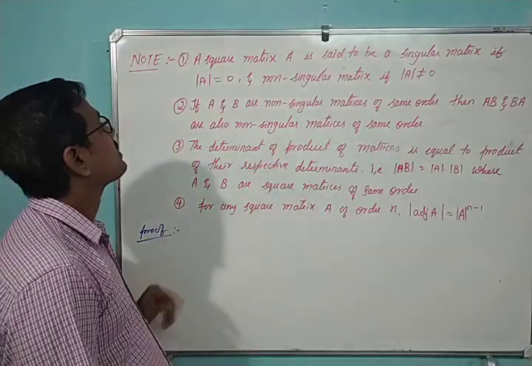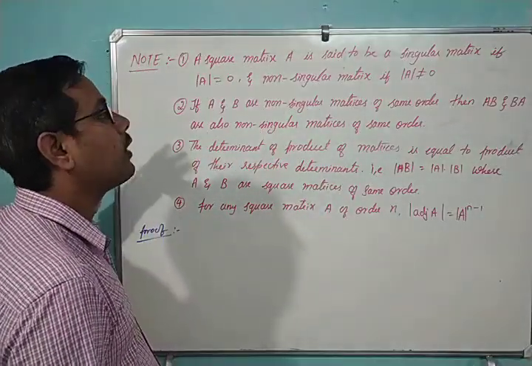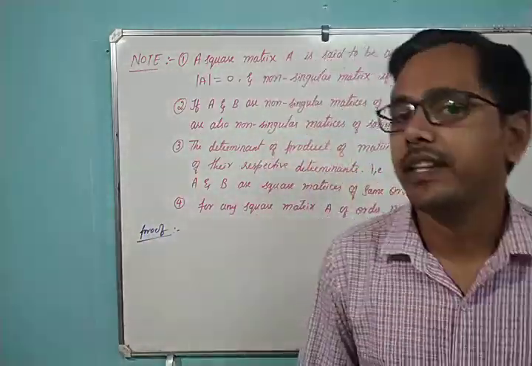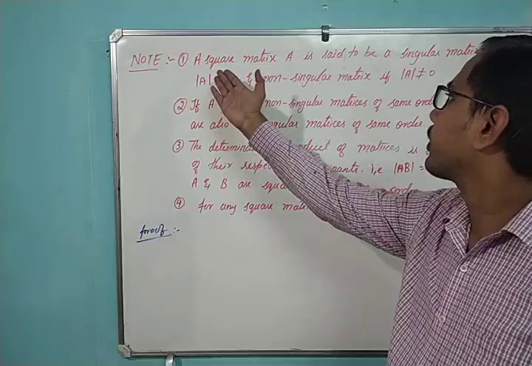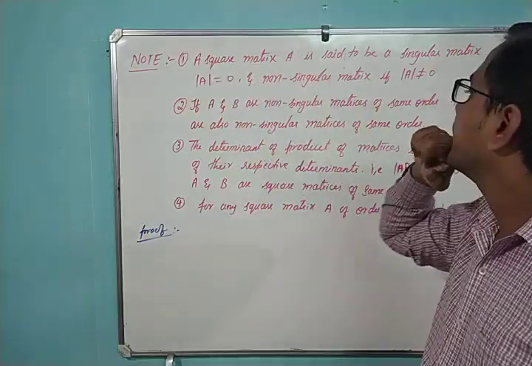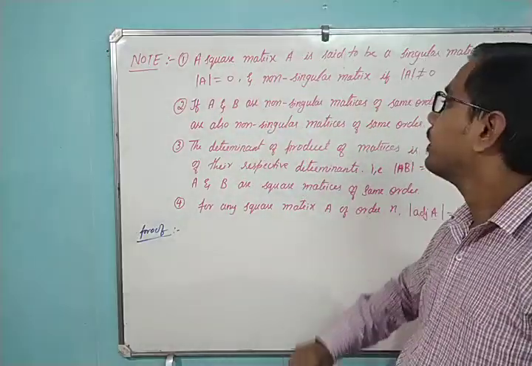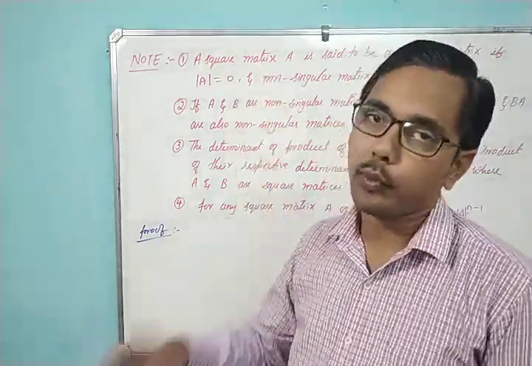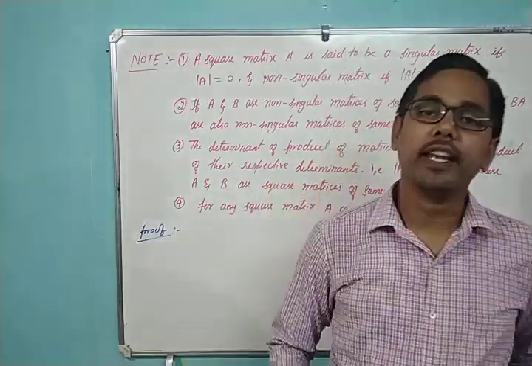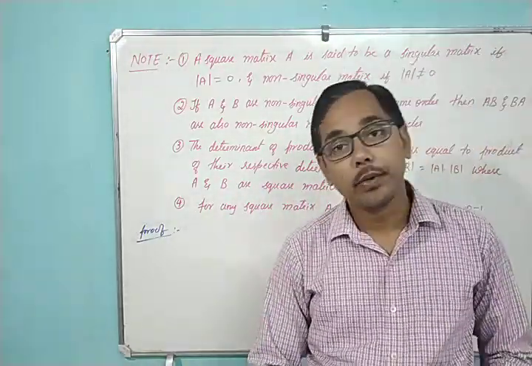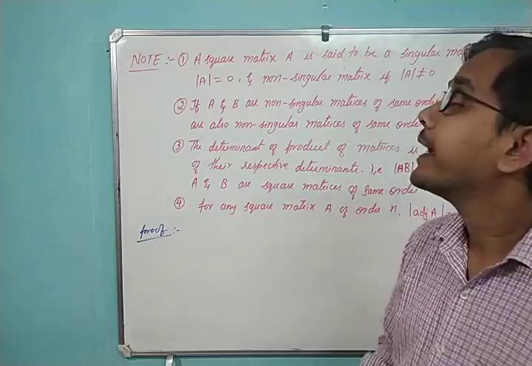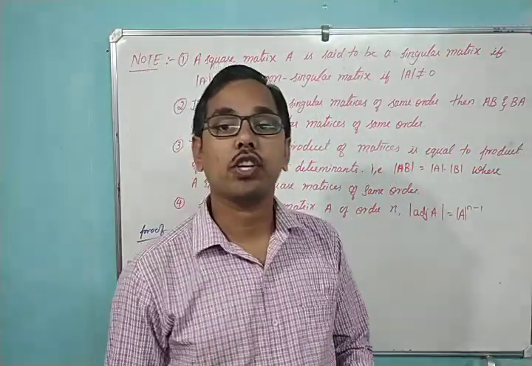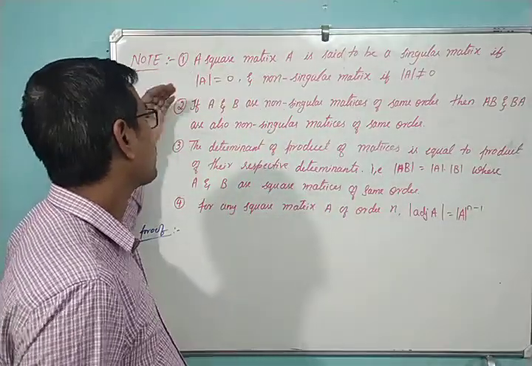So now let us see some notes, which you can prove by yourself by taking any simple determinants. The first one: a square matrix A is said to be a singular matrix if determinant A is equal to 0, and a non-singular matrix if determinant A is not equal to 0. Here no need to prove anything. If the determinant of any matrix is equal to 0, then that matrix is called a singular matrix. If the determinant is not equal to 0, then we call it a non-singular matrix. That was the first one.